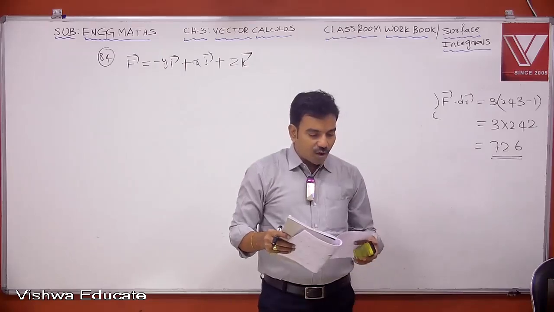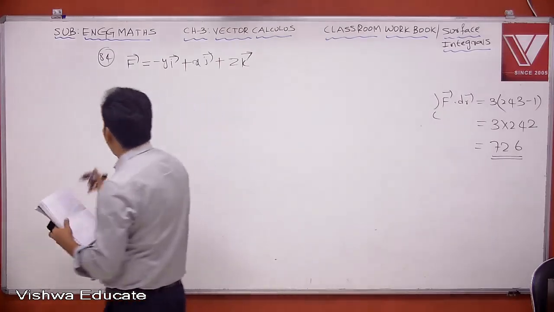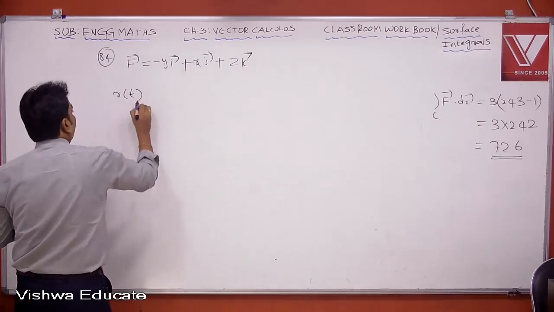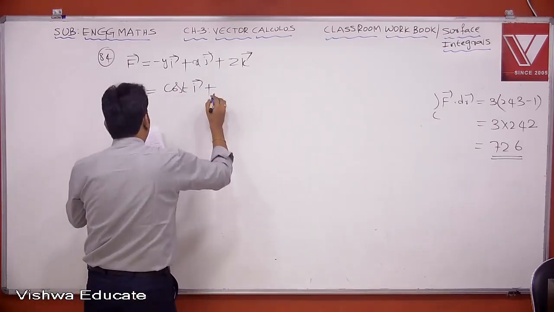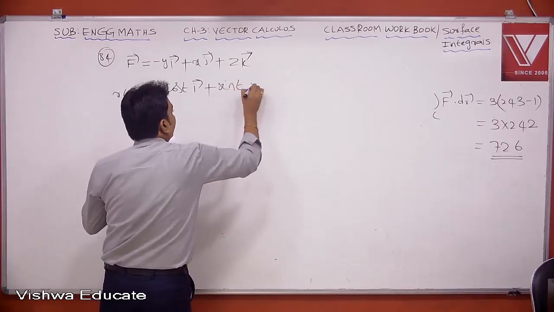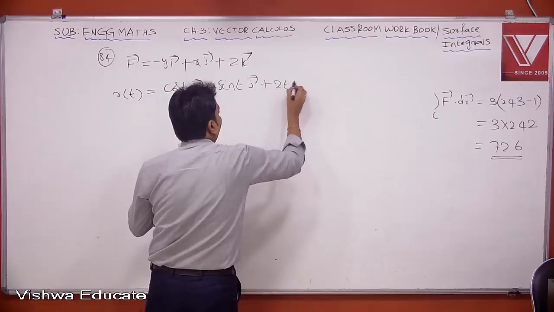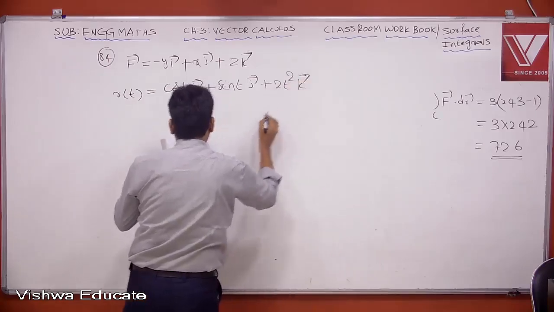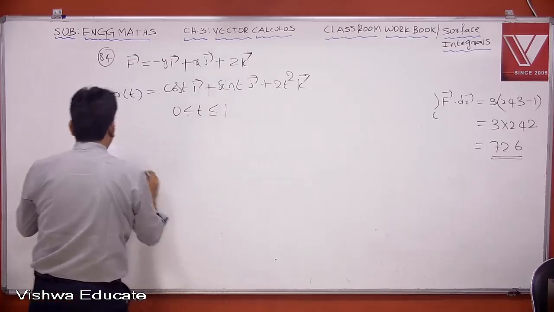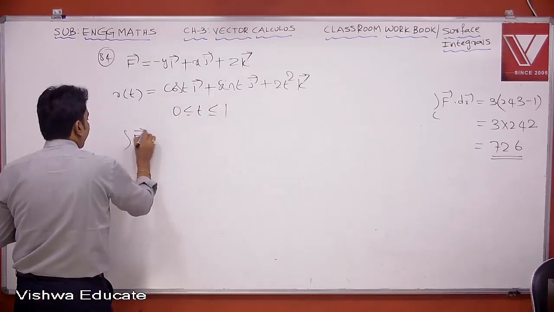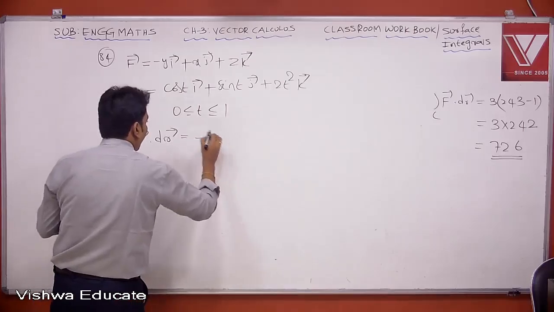If C is the curve described by the parametric equation r(t) = cos t i + sin t j + 2t² k, where the limits of t are 0 to 1, then they were asking for the line integral of F dot dr over C. This is a numerical question.